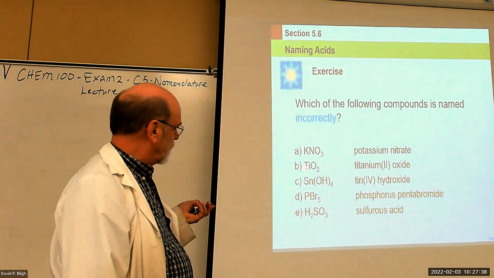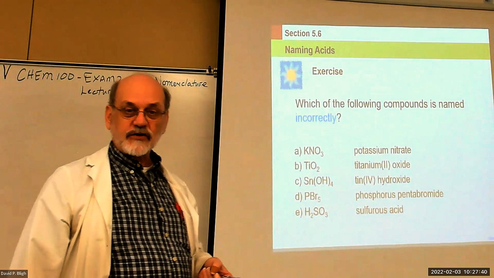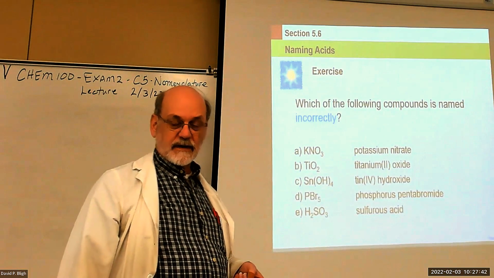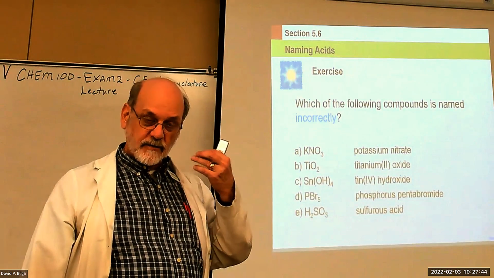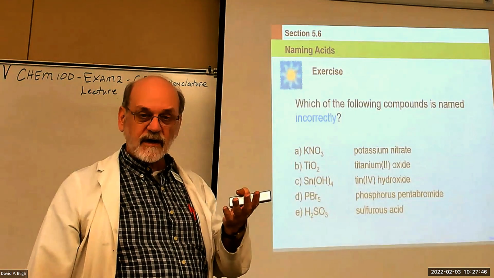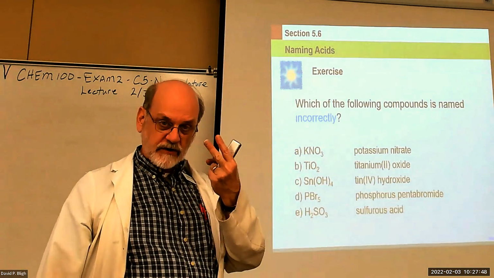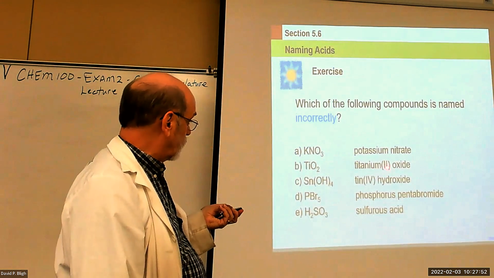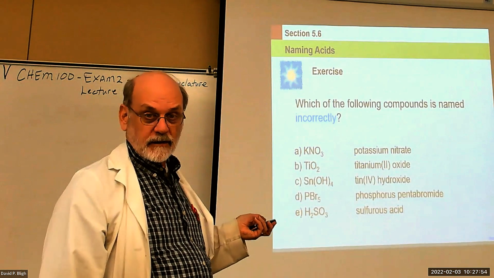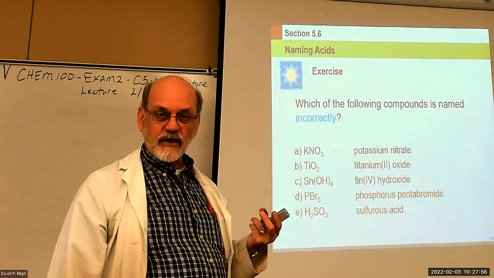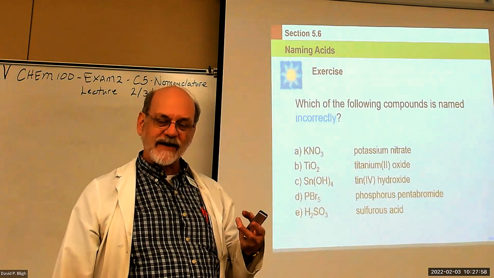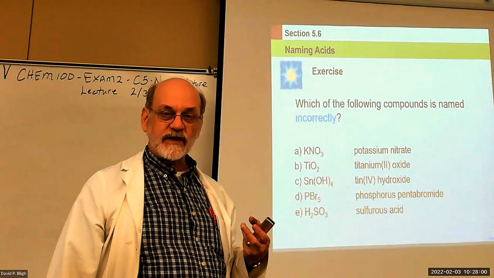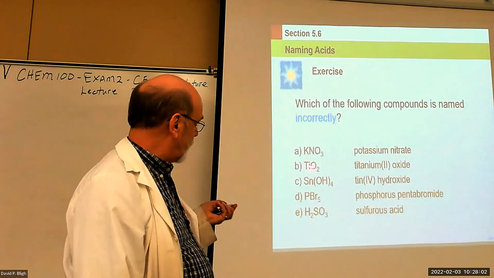How about this one? Titanium and 2 oxygens, right? Titanium has possible multiple charges, so it's type 2 convention. We need a Roman numeral. Well, we have a Roman numeral. Is it the right one? Oxygen is a 2 minus charge, and there are 2 of them, so it's a 4 minus. So titanium needs to be a 4 plus. That one's wrong.